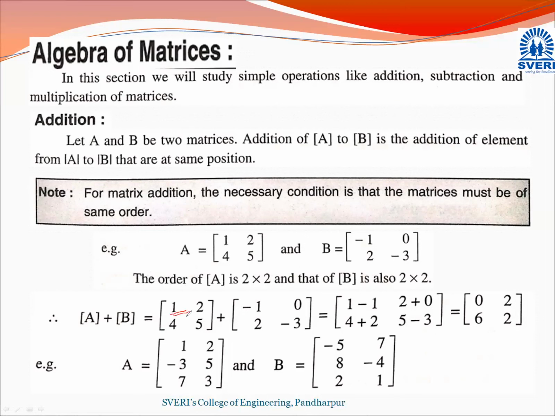Here, first row, first element, that is 1. From B, first row, first element is minus 1. So 1 minus 1, that will be the first element of the addition of the two matrices. The next, 2 plus 0, so here is the second element of the first row of the addition of the two matrices. Then 4 plus 2. Next element, 5 minus 3. That is the last element of that row.